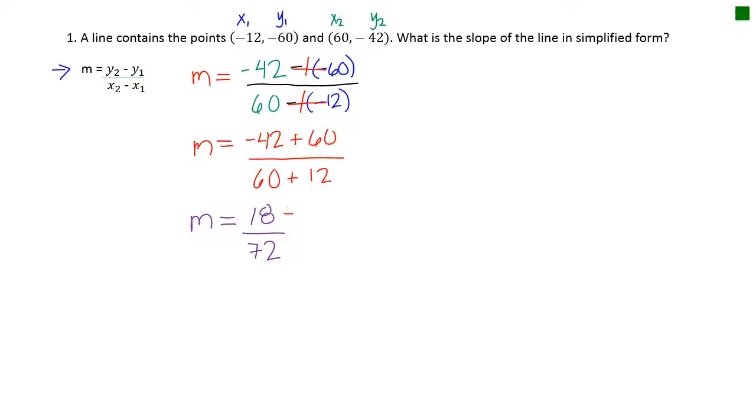And we can divide 18 by 18 and 72 by 18. So that's going to be the largest number, which is going to help us simplify it most quickly, the quickest way. So 18 divided by 18 is 1. 72 divided by 18 is 4. Therefore, our slope is 1 over 4.